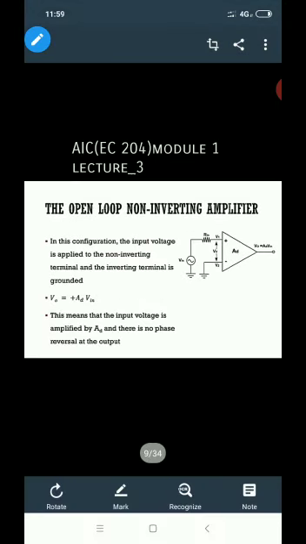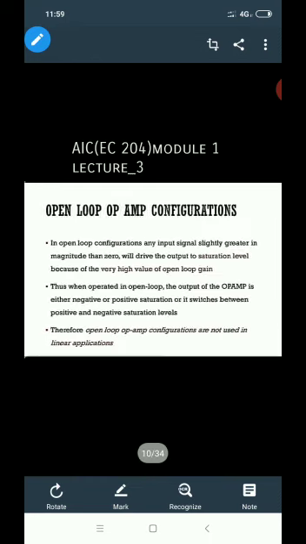Now the next is the open loop non-inverting amplifier. In this configuration, the input voltage is applied to the non-inverting terminal and the inverting terminal is grounded. So here the output voltage and input voltage are in the same phase. The output voltage V0 equals AD into Vin. There is no phase reversal at the output.